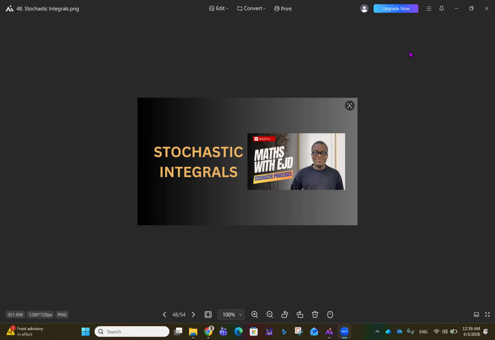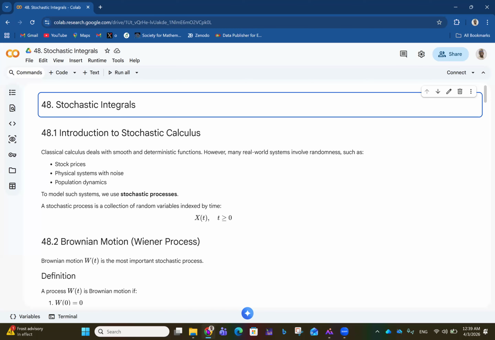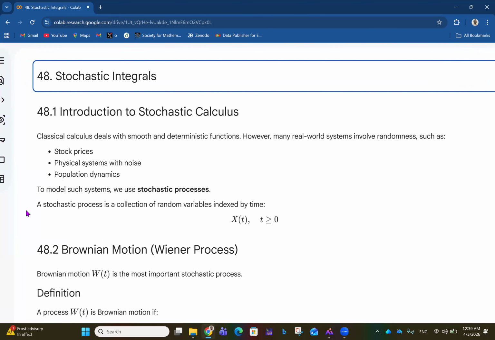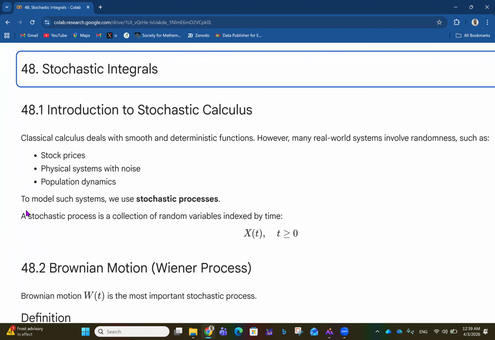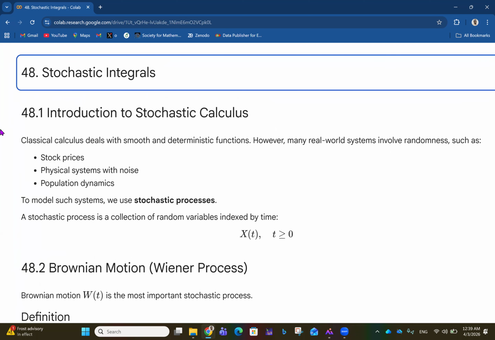So in the next set of videos, we'll be looking at stochastic calculus as we still continue with the stochastic processes playlist. And for starters, we are looking at stochastic integrals. Okay. So first of all, let's have a brief introduction to stochastic calculus.